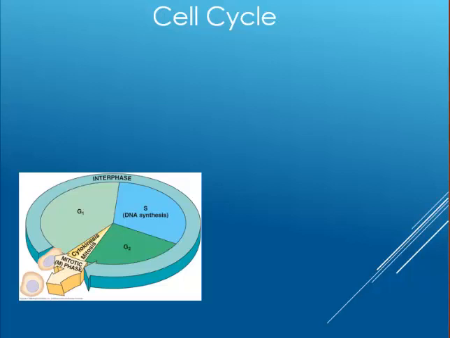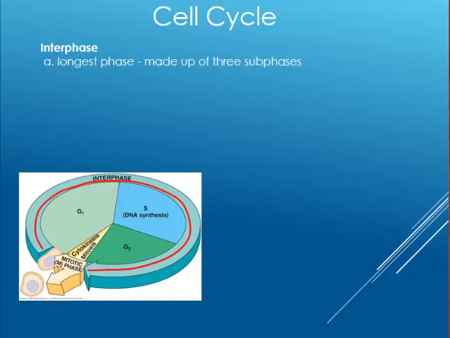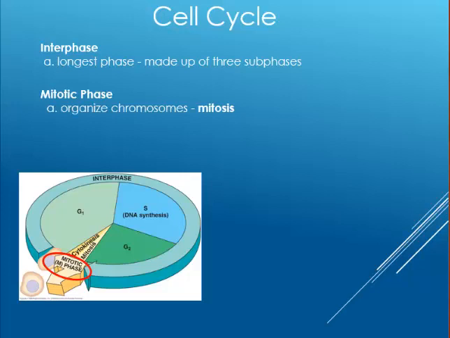Let's review the cell cycle. The cell cycle is the series of steps that the cell must go through in order to complete cell division. The cell cycle is initially divided into two phases. First is interphase, which is the longest phase, and it's made up of three subphases, which we'll review in a second. There's also a shorter phase known as the mitotic phase, and in the mitotic phase there are two components.